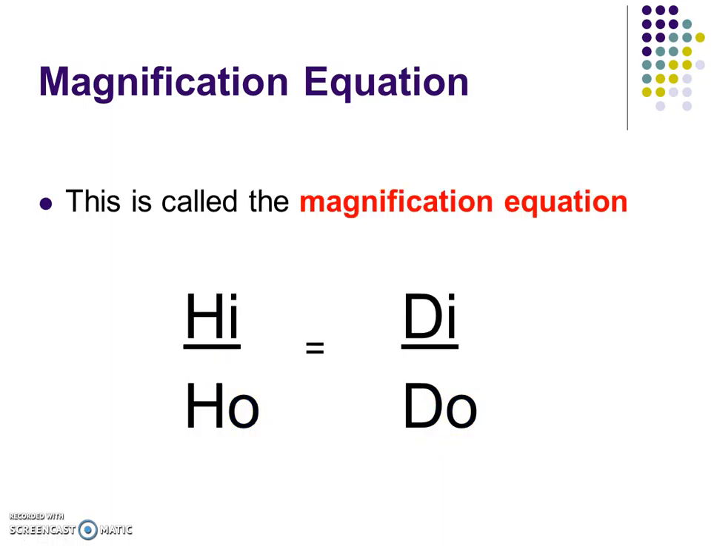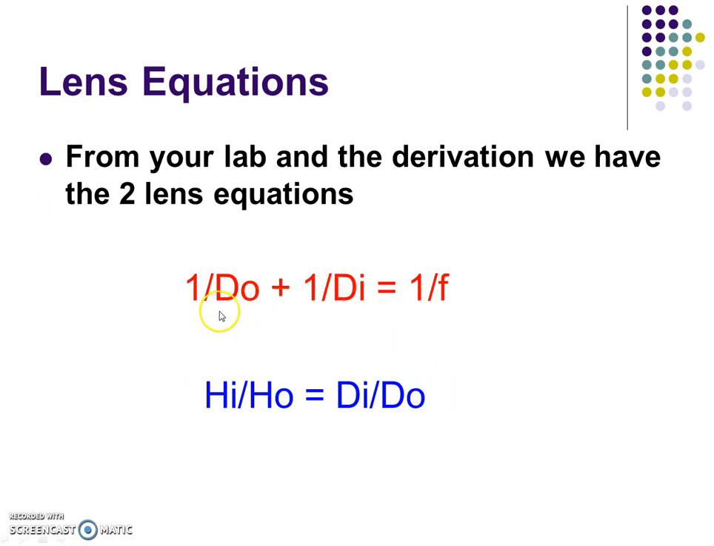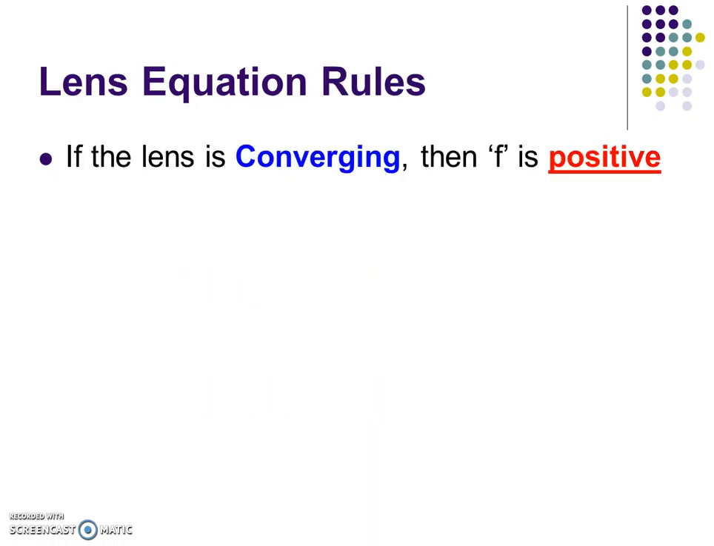That's your magnification equation. And from our lab, we also got 1 over do plus 1 over di equals 1 over f. So these equations are the exact same as what we had with our mirrors. We now have them with our lenses. So students usually do pretty well with this because they're very familiar with these two equations. But let's put the conditions on like we did with our mirrors.